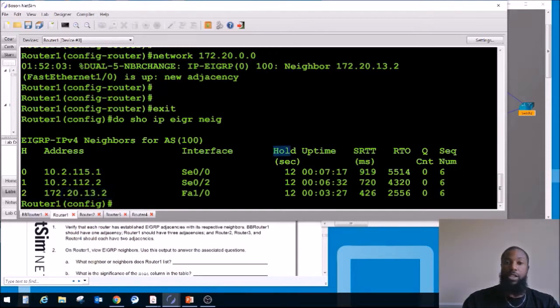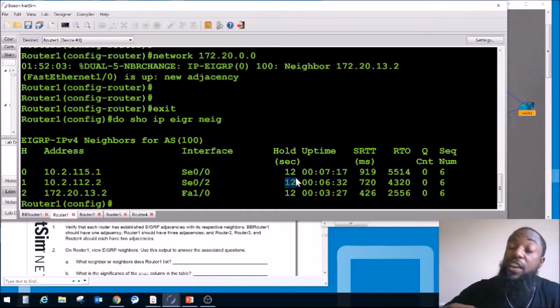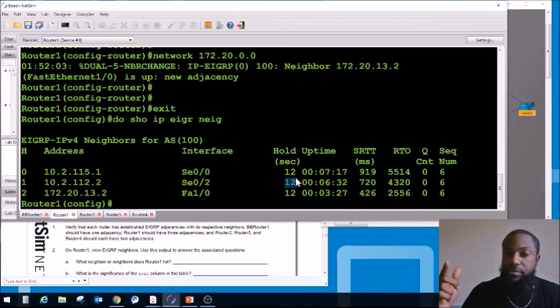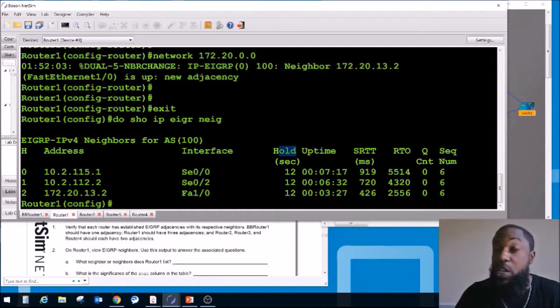What is the significance of the hold column? The hold column is basically how long we have until we consider the neighbor dead. Remember from the last video, we send hellos every 5 seconds on faster links. If we haven't heard from them in 3 times the hello, and slower links is every 60 seconds, right? So 180 seconds. If we haven't heard from our neighbor on slower links in 180 seconds, then we consider him dead. That's what's called a hold timer.